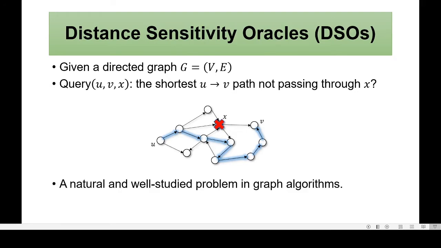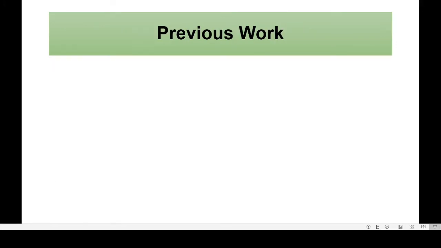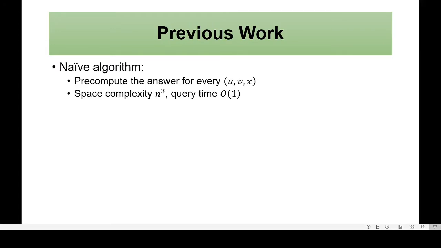The problem of building DSOs is a natural and well-studied problem in graph algorithms. Let me review some previous work. The naive algorithm for computing a DSO is simply to precompute the answers for every possible query. Since there are only n³ possible queries, our naive DSO has space complexity n³ and constant query time.